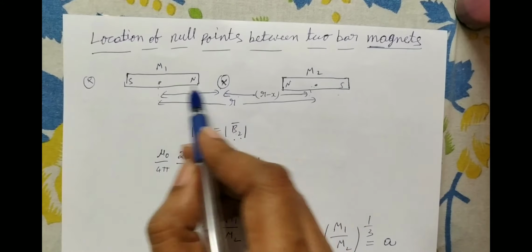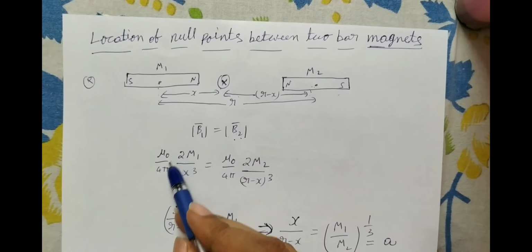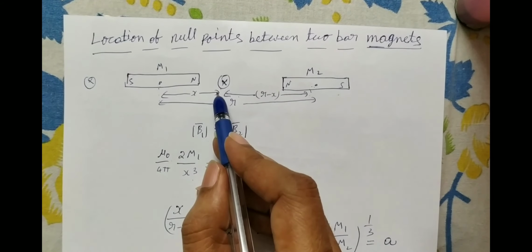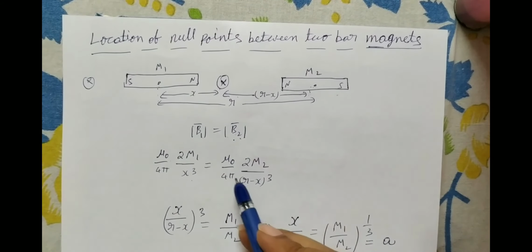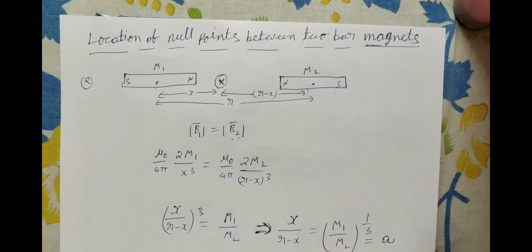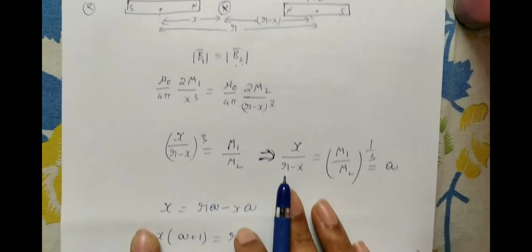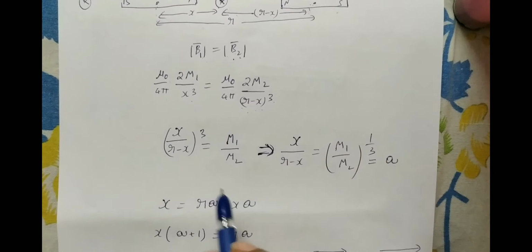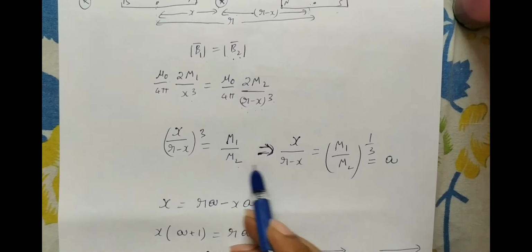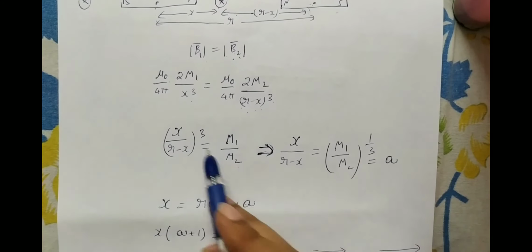So this is a point on the axial line. What do you get? Mu naught by 4 pi, 2 M1 by x cube, since the distance here is x. From the other magnet you get mu naught by 4 pi, 2 M2 by r minus x whole cube. So mu naught by 4 pi gets cancelled, and you get x by r minus x whole cube equal to M1 by M2. So x by r minus x equals the cube root.